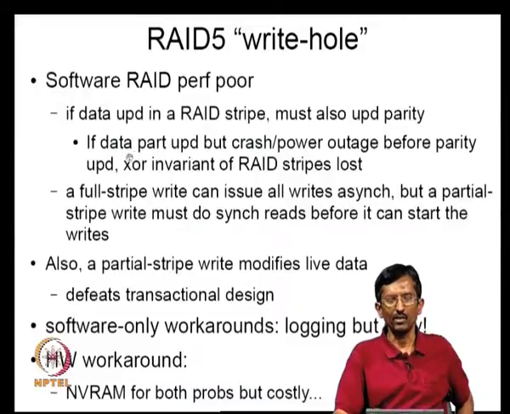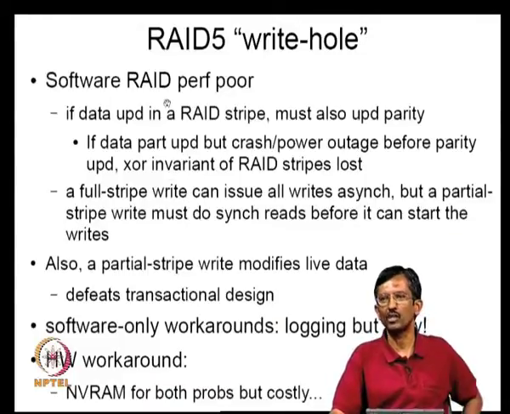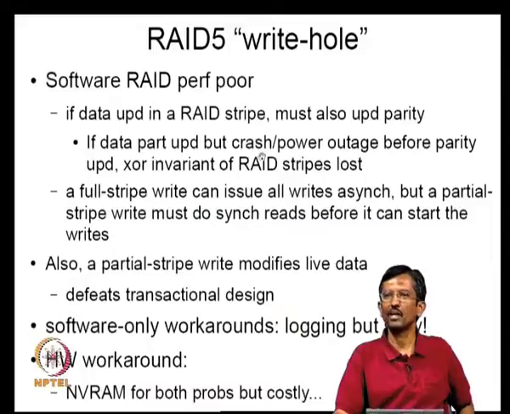But our problem is that if the data part is updated, but there is a crash or power outage before the parity is updated, the invariant is lost. So, we somehow have to make sure that we can avoid this situation. You can certainly not avoid a power outage. This is not something which you have any control over. Nor do you have any control over what is called a crash, a kernel panic. There is no control because this can come at any time. So, that means that somehow you have to recover from this situation.